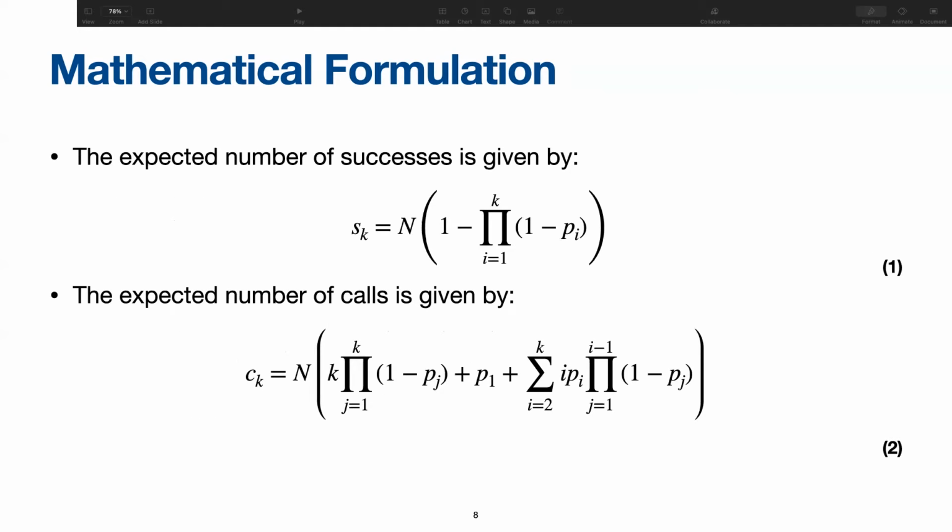So in this slide, we present two equations, and they essentially denote the expected number of successes as equation 1, and equation 2 denotes the expected number of calls. So I won't delve much into this.